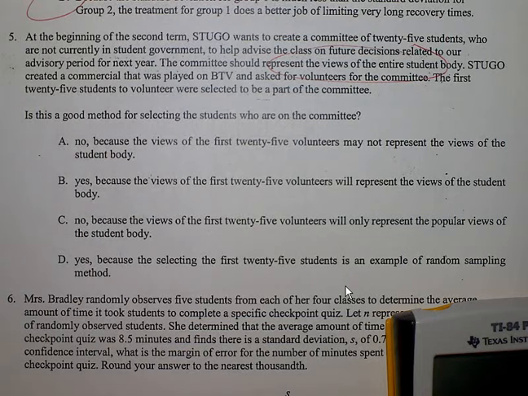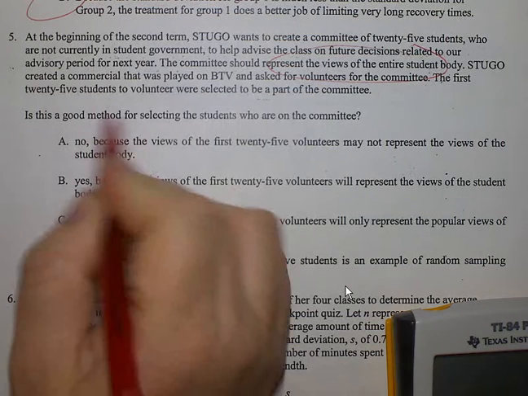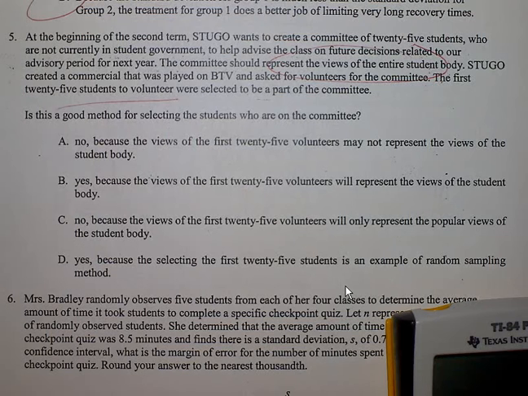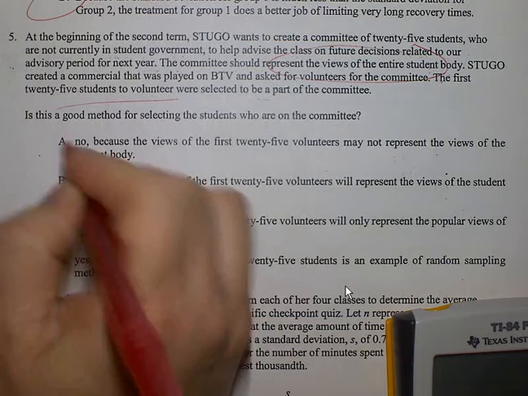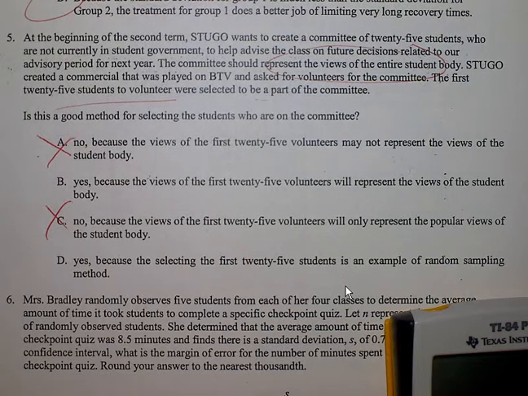The first 25 students to volunteer are selected. In fact, I was wrong at the beginning. The first 25 students to volunteer. What type of survey is this? Self-selected. Those are not good ways to get feedback that represents the entire population. So is this a good method for selecting students? No, it's not. The reason why is the first 25 students are not guaranteed to be a good representation of the entire student body.